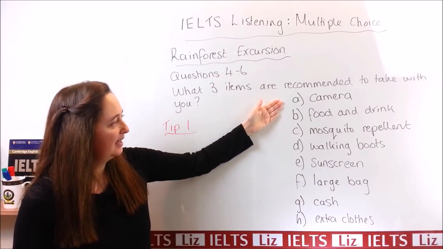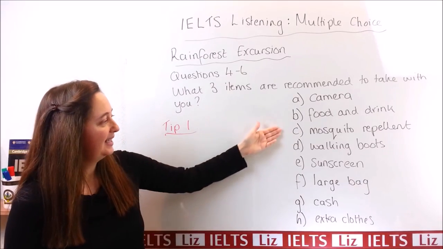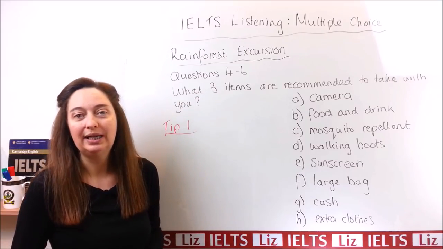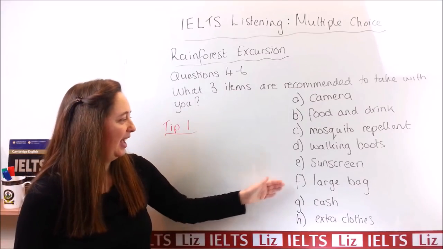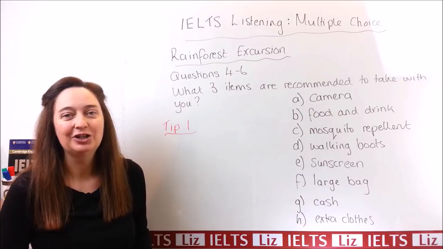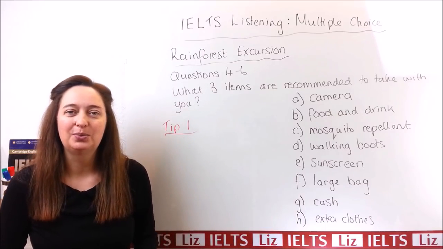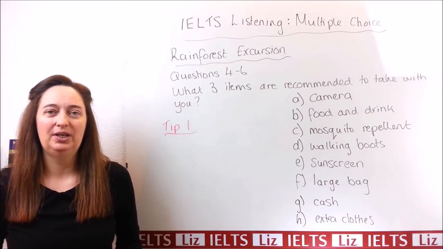We have A, camera, B, food and drink, C, mosquito repellent, D, walking boots, E, sunscreen, F, a large bag, G, cash, and H, extra clothes. And from those options we need to choose 3 answers. So let's start with tip number 1.